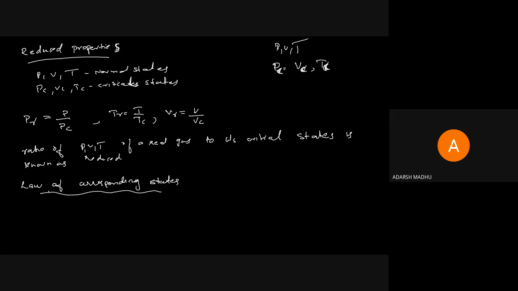So here we studied about reduced properties, PR value, TR value, and VR value. This law is based on these reduced properties. The law of corresponding states is defined as: if any two gases have equal values of reduced pressure and reduced temperature, then they have the same values of reduced volume also.